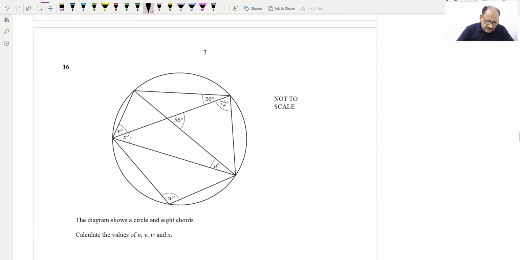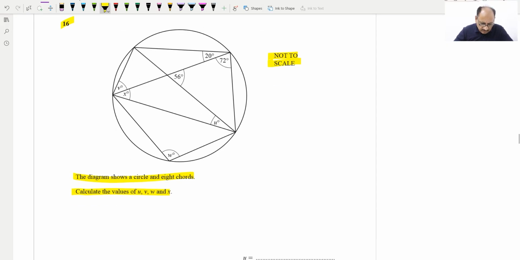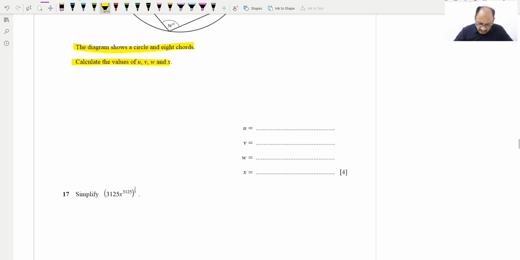Now question number 16, circle theorem question, and diagram is not to scale. The diagram shows a circle and 8 chords. Calculate the value of u, v, w and x. We need to find these values. So for this one we will be finding u, v, w, x.